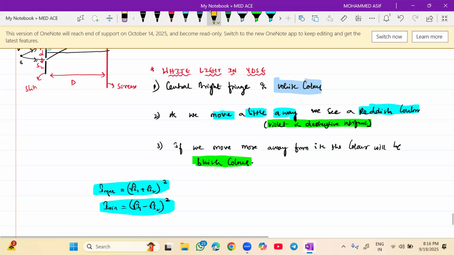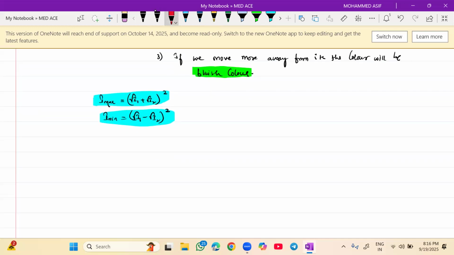Now this is something very important. How do you calculate the number of fringes? The number of fringes can be calculated with the formula n equals the shift divided by the fringe width, beta. So the number of fringes can be calculated by the formula y naught divided by beta.